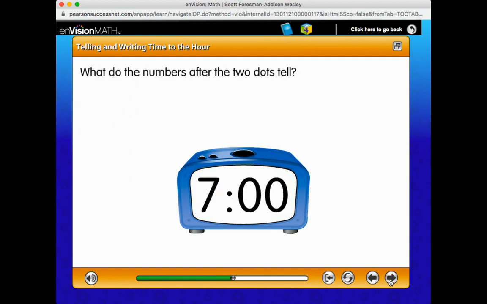What do the numbers after the two dots tell? Well, now you see some more numbers that are after these two dots. Now, these two numbers read 00, and we're going to talk about that in a little bit. The video will explain what that means. But again, the clock reads 7 o'clock. If the 7 represents the hour, then the 00 must represent the minute. They tell the minutes. Yes, 7 tells the hour, and 00 tells the minutes.